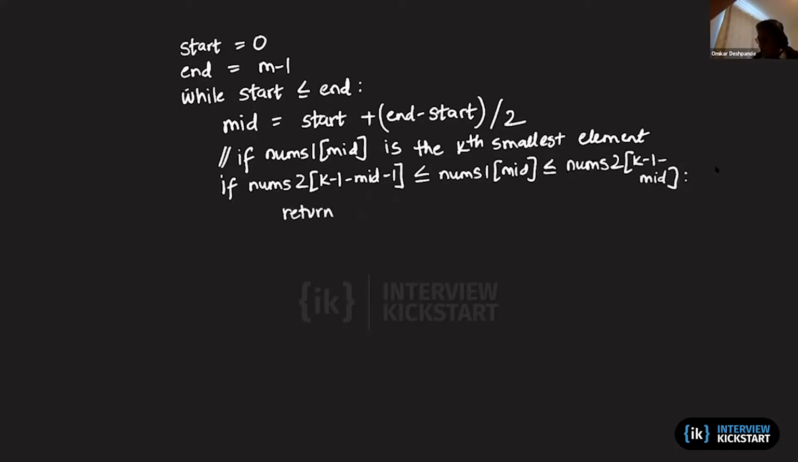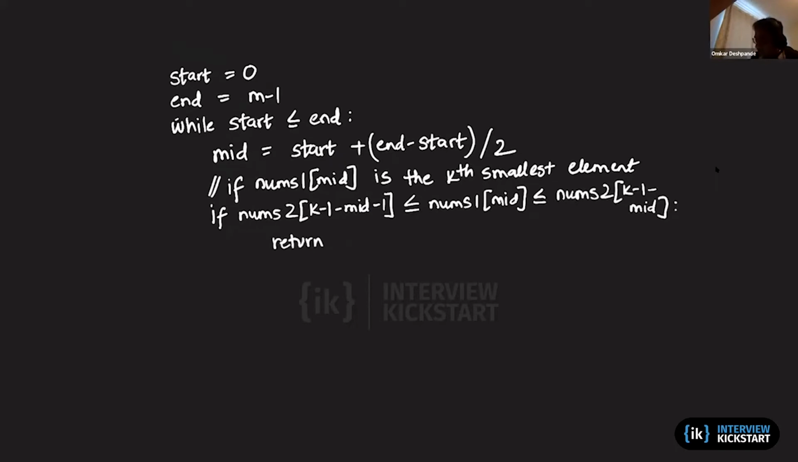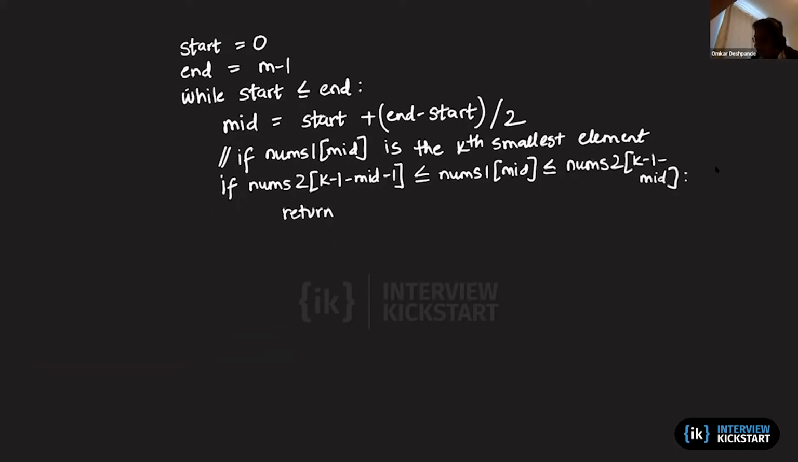So if the problem asks us to return the kth smallest element, then we could do that by just returning the mid value here, nums1 of mid. Right, we'll change this later for the specific problem we are looking at, but conceptually we can declare that we have found the result. Any questions about this part? Yeah, Dinesh?